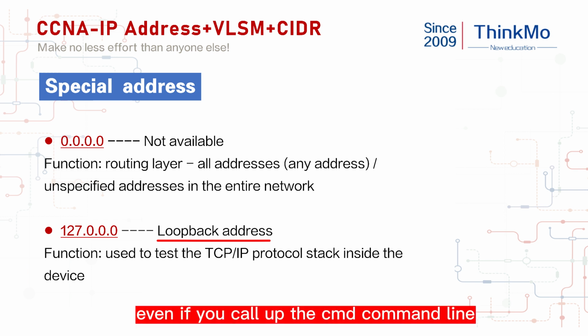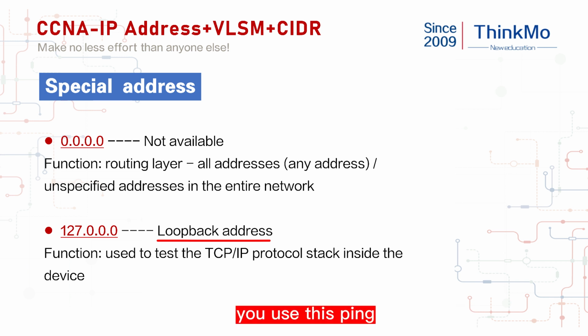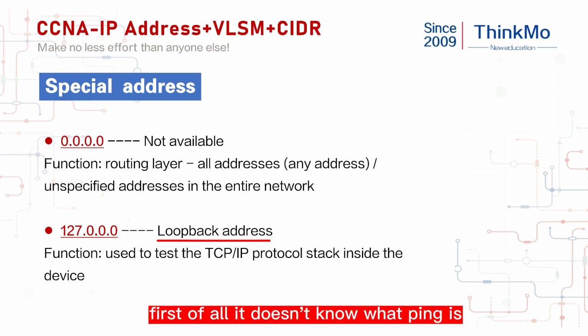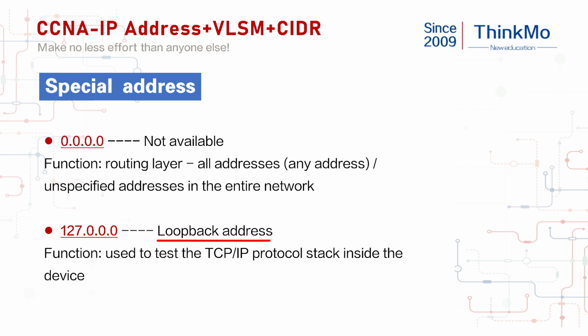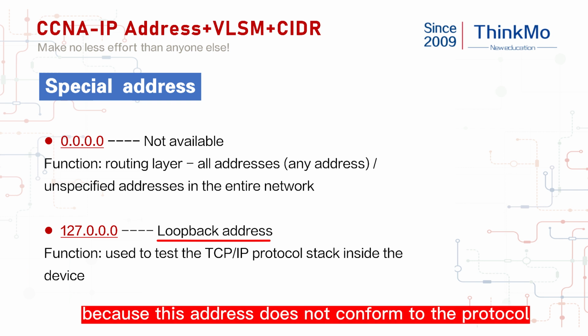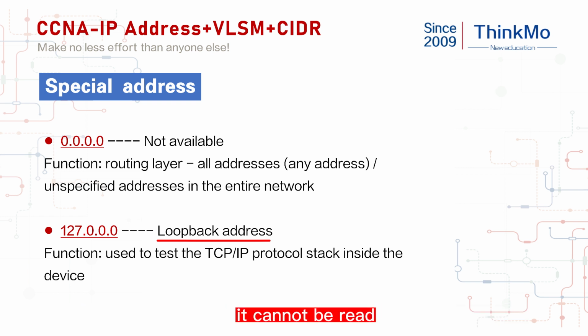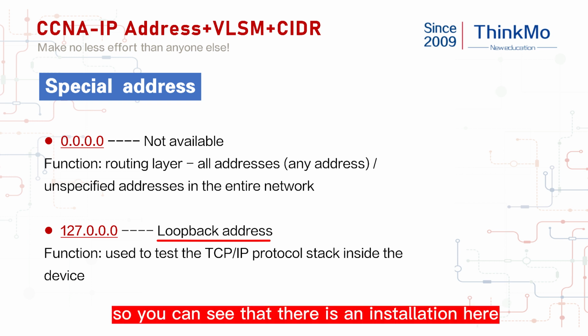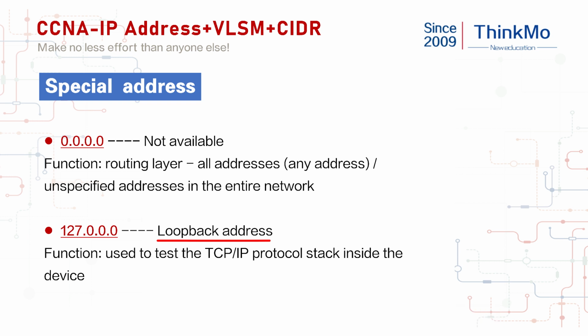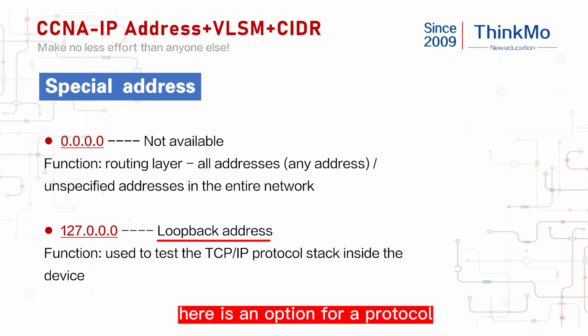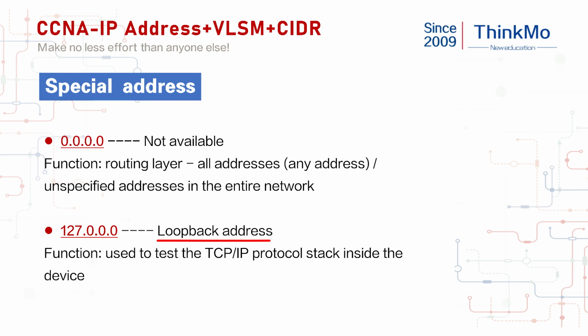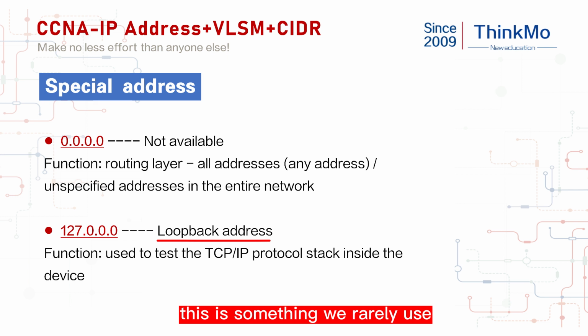If you install the IPX protocol, then you go to ping this address. Even if you call up the CMD command line and use ping, first of all, it doesn't know what ping is. Second, you ping an address like this, you definitely can't ping, because this address does not conform to the protocol specification at all. It cannot be read. So you can see that there is an install option here. Click to install. Here is an option for a protocol. You can choose it. You can click to add. But it's gone now. This is something we rarely use.